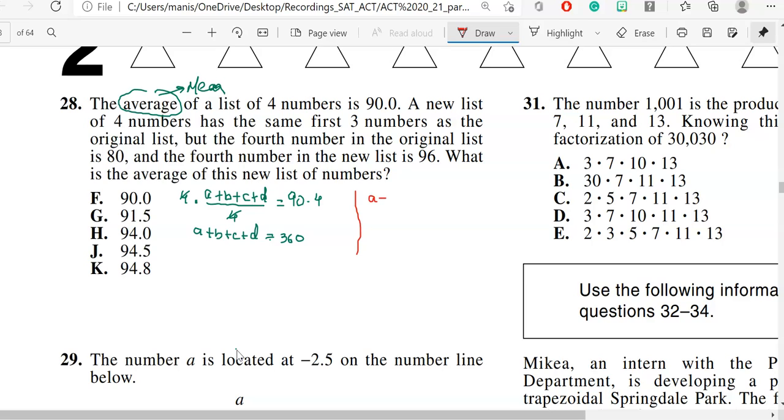They are saying in the new list these 3 numbers are the same, but the fourth number in the original list is 80. So I know this number is 80, and I'm able to see one more number over here. So I can find the value of a plus b plus c. How? I can subtract this 80 from both sides, which I'm doing over here. When I do this, I will get the sum of the 3 numbers. A plus b plus c is 280.